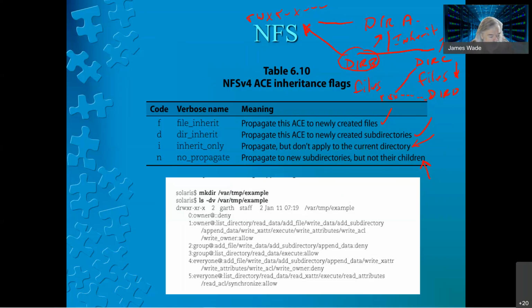They're just showing you here how, we're seeing, add subdirectory. And it's saying right here, owner, list directory, read data, add a file or write data or add a subdirectory. We can append data. We can write attributes. We can execute. We can write ACLs. It's telling you what the permissions are for this var temp example directory. Okay. And see, I can do it by owner, by group, and by everyone.